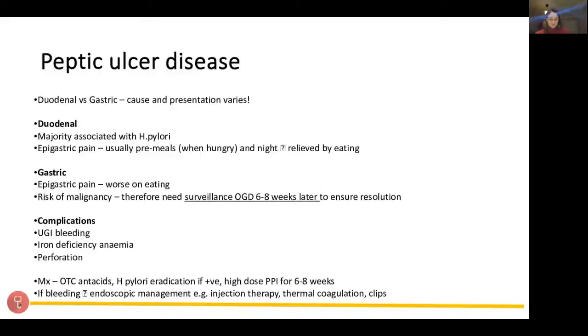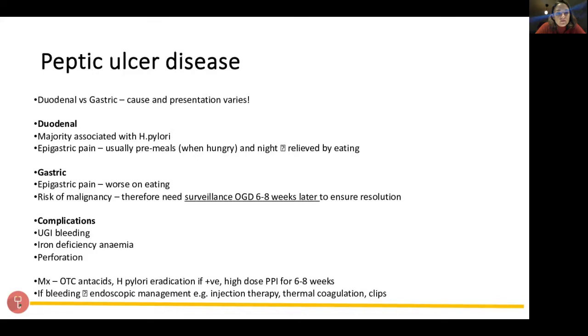Whereas a gastric ulcer tends to be worse on eating. And I always struggle to remember which way around those go. But maybe you can think that when you eat, the stomach fills up first. So the gastric ulcer would hurt more. That's how I remember it.